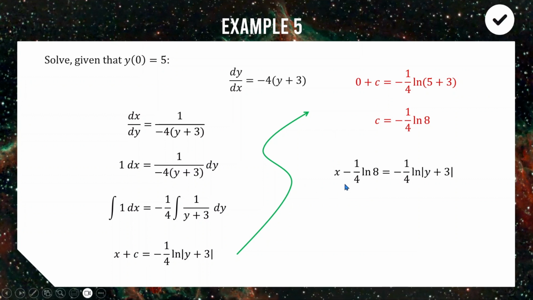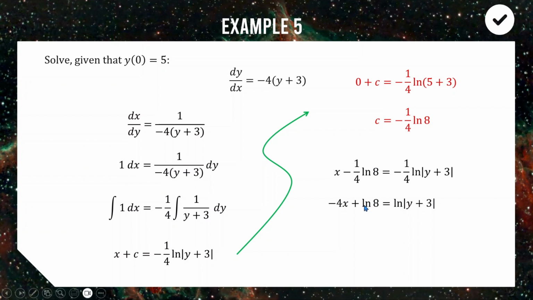So the left-hand side is now x minus 1/4 log 8, and the right-hand side is the same as before. Now what I'm going to do next is multiply everything by negative 4 just to make the equation a little bit neater and easier to handle. So x has become negative 4x. This logarithm term has become positive and now has a coefficient of 1. And a similar deal over here. So positive here, negative here, just makes life easier.